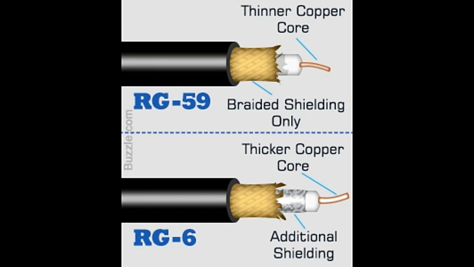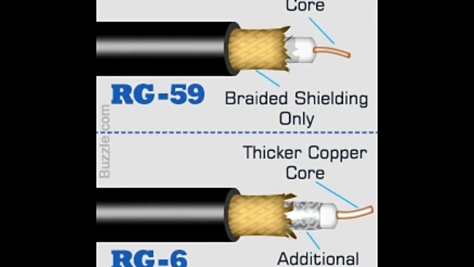We shall now look at how one can tell the difference between RG6 and RG59 coax cables, and identify one from the other. How to identify RG6 and RG59 cables.